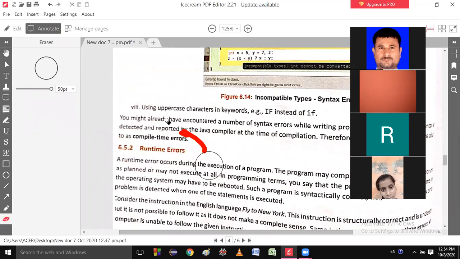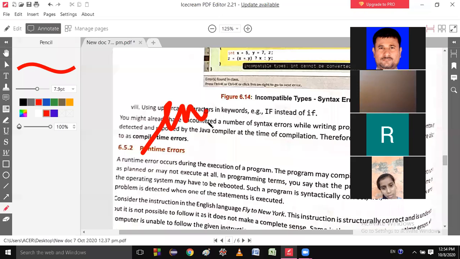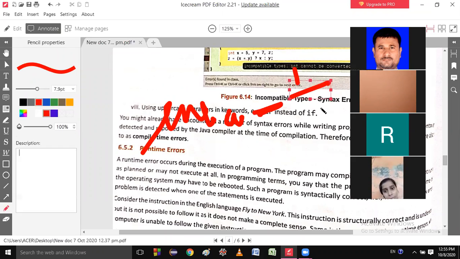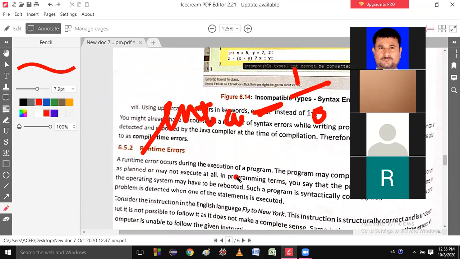Suppose you have declared a variable, int a equal to, and you are dividing 1 by 0. So in mathematics, can you divide any number by 0? Do you know mathematics?